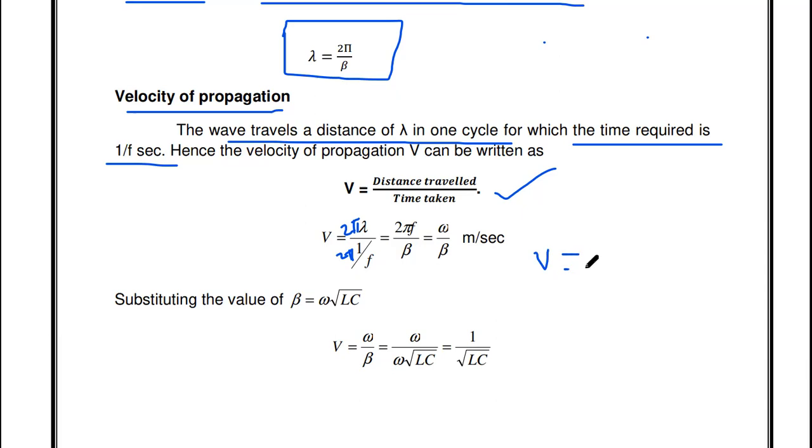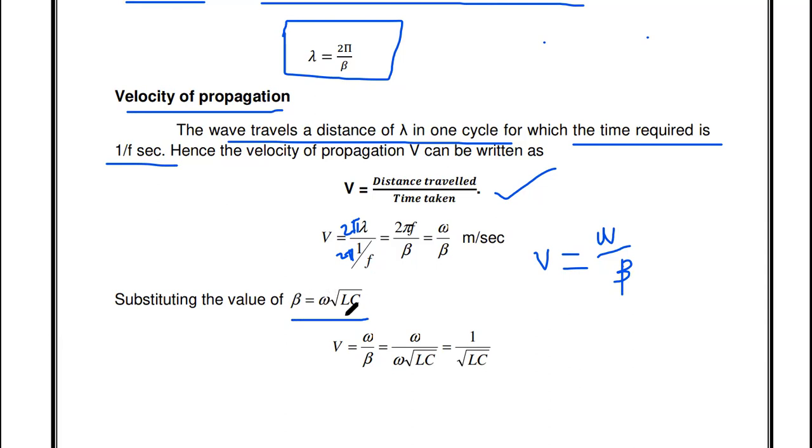So the velocity of propagation in terms of the phase constant is omega divided by beta. Okay, so this is the relation between phase constant and velocity. Similarly, the relation between phase constant and lambda is lambda equal to 2 pi by beta. Okay, then if the phase constant for a dissipationless line is beta equal to omega into root LC.